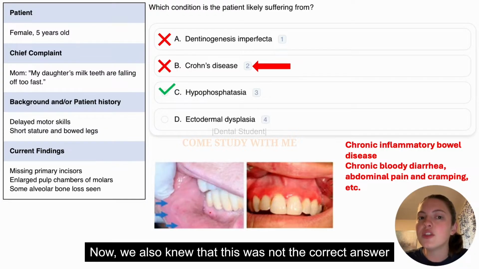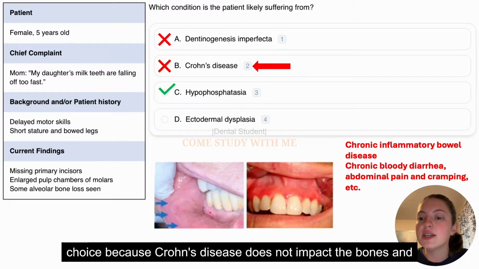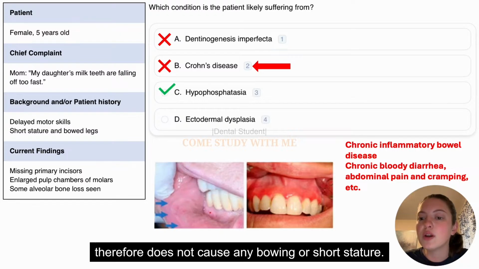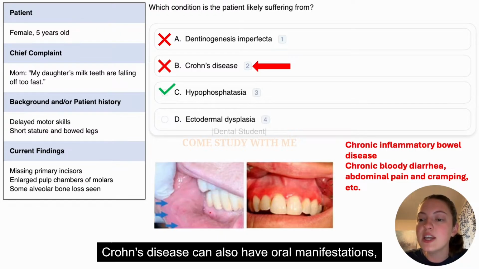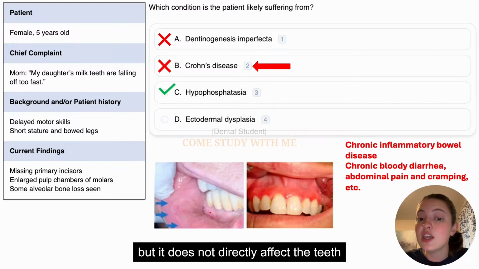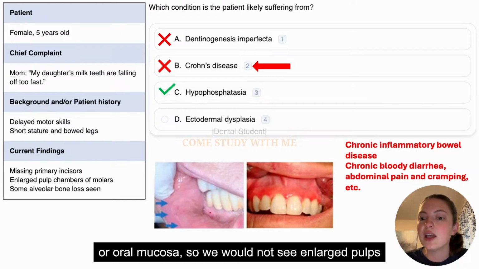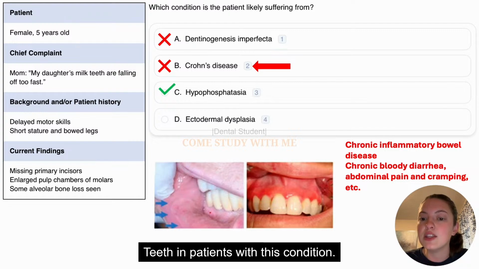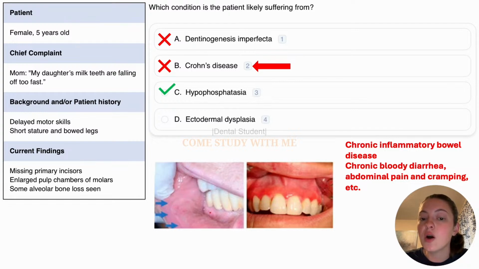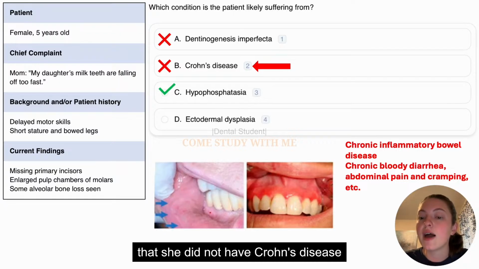Now, we also knew that this was not the correct answer choice because Crohn's disease does not impact the bones and therefore does not cause any bowing or short stature. Crohn's disease can also have oral manifestations, but it does not directly affect the teeth or oral mucosa, so we would not see enlarged pulps or early loss of primary teeth in patients with this condition. Now, our patient also did not present with any chronic diarrhea or abdominal pain, so we knew that she did not have Crohn's disease and that this answer choice was incorrect.